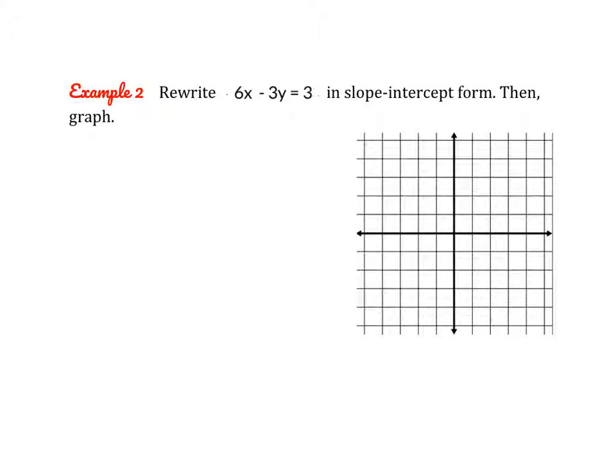Let's try another one together. Here we have 6x minus 3y equals 3. And we are going to want to rewrite it in slope-intercept form. Remember, y equals mx plus b, so we can graph it easily. I notice that I have to move the 6x term, and then I'm going to need to get rid of that negative 3. But let's start by moving 6x by doing the opposite and subtracting it from both sides.